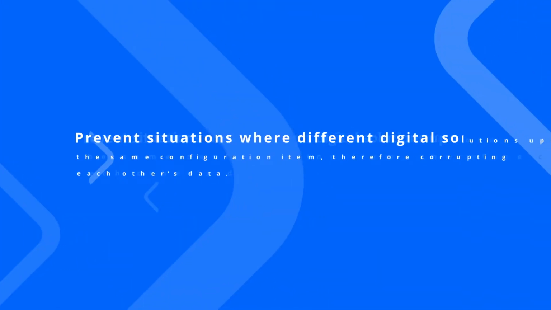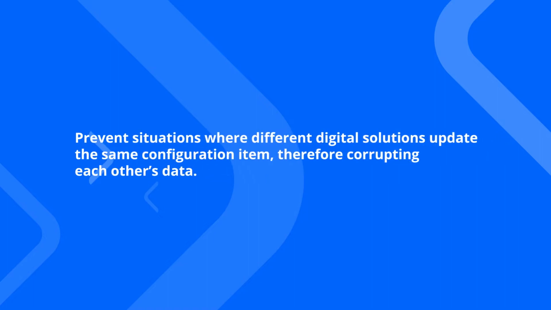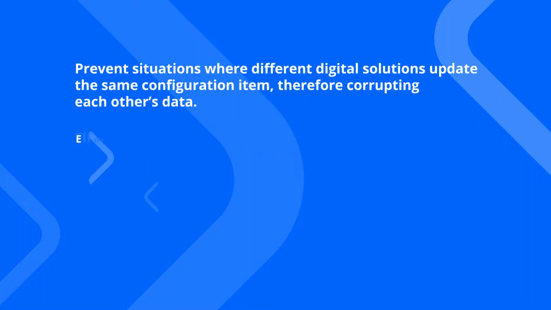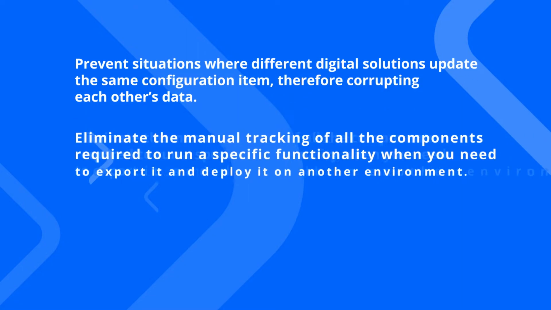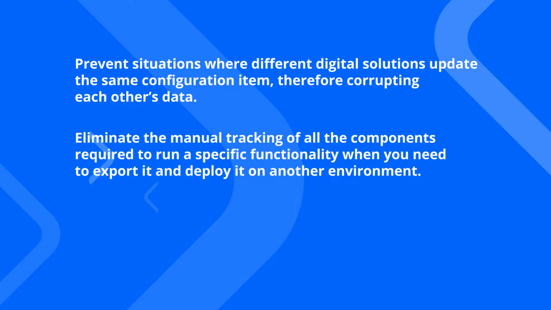Using a digital asset, now we group together configuration items that belong to a common context. Entities, attributes, digital journeys, these are all configuration items grouped under one name: digital asset. A digital asset enables users to prevent situations where different digital solutions update the same configuration item, therefore corrupting each other's data. You can eliminate the manual tracking of all the components required to run a specific functionality when you need to export it and deploy it on another environment.